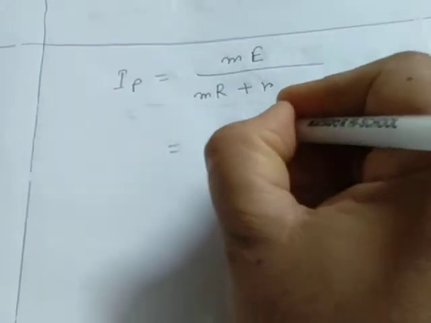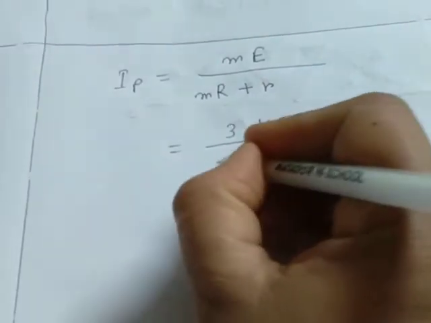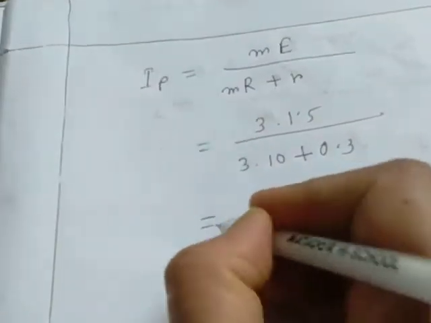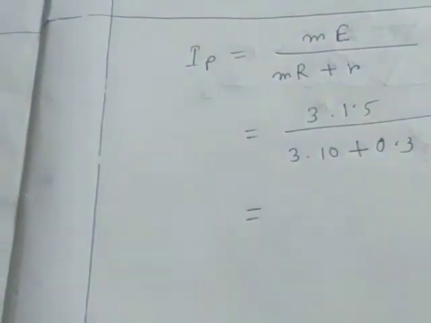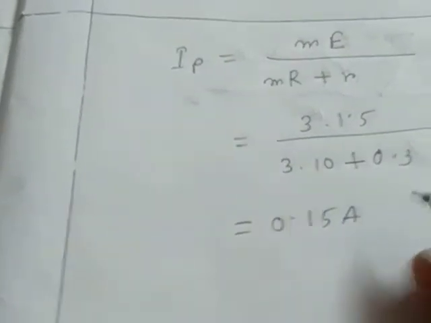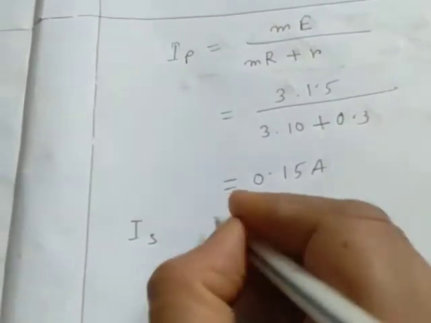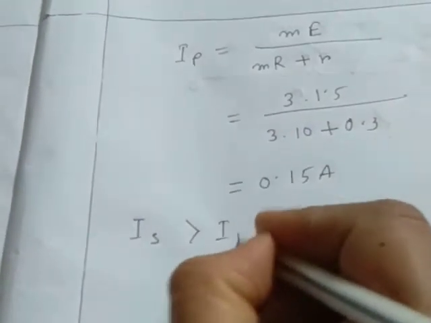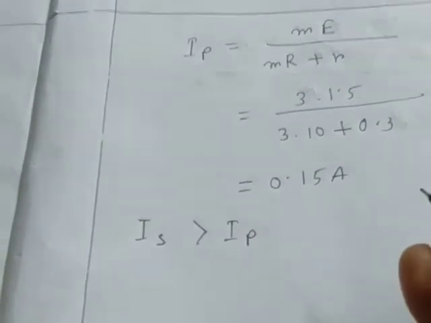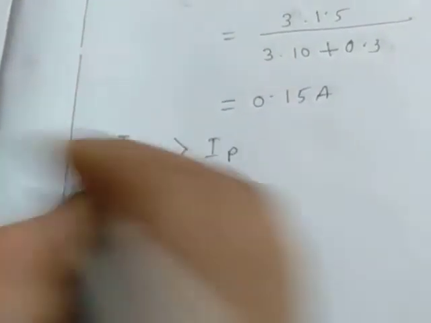Here 3 into 1.5, 3 into the value of R is 10, 10 plus 0.3, and it will come, let's calculate, 0.15 ampere. Okay, so we can see the current in the series combination is more than the current in the parallel combination. So I think you can understand whose resistor will be more heated. Again we will do that.